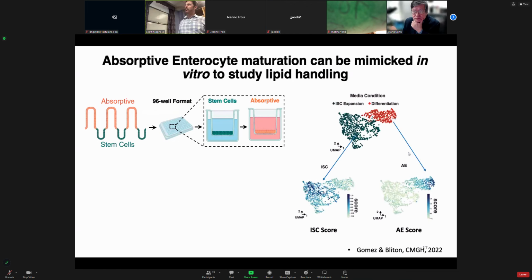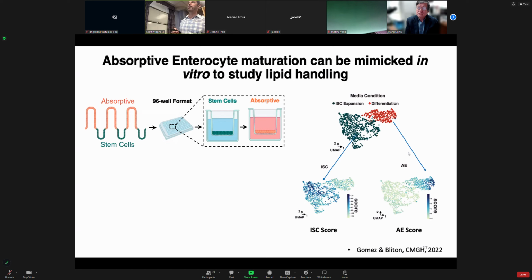And then we had to ask the question, when we take the stem cells and we put them on this transwell system, which is a synthetic system, how close are they to what we would find in vivo? Well, the first thing we did is we asked, how close are our stem cells? And we grow them in the stem cell media.